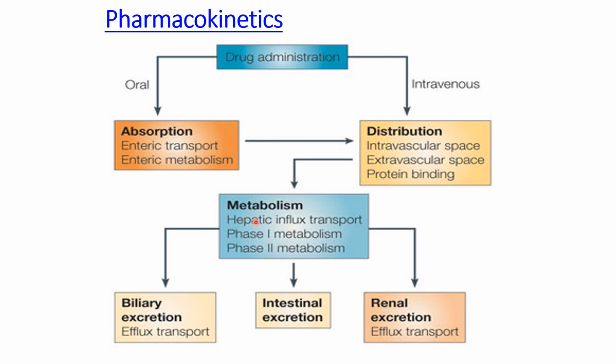That will normally take place in the liver, and we have 2 phases, phase 1 metabolism and phase 2 metabolism. After that, the drug will be excreted. We shall have biliary excretion, intestinal excretion, and renal excretion. Here we are looking at bile, urine, and also feces. My colleagues who come after will expound more on everything we've just said. For now, we are just giving an introduction and an overview.